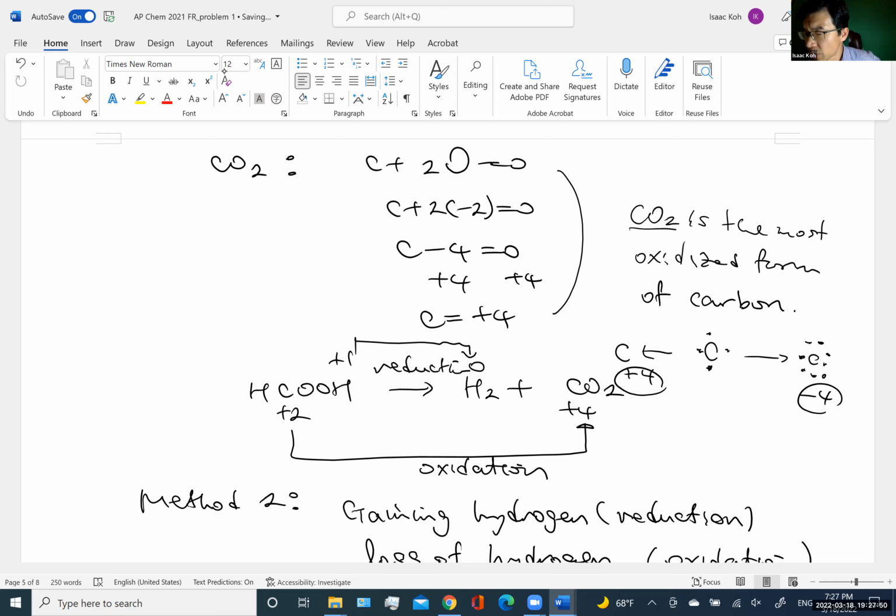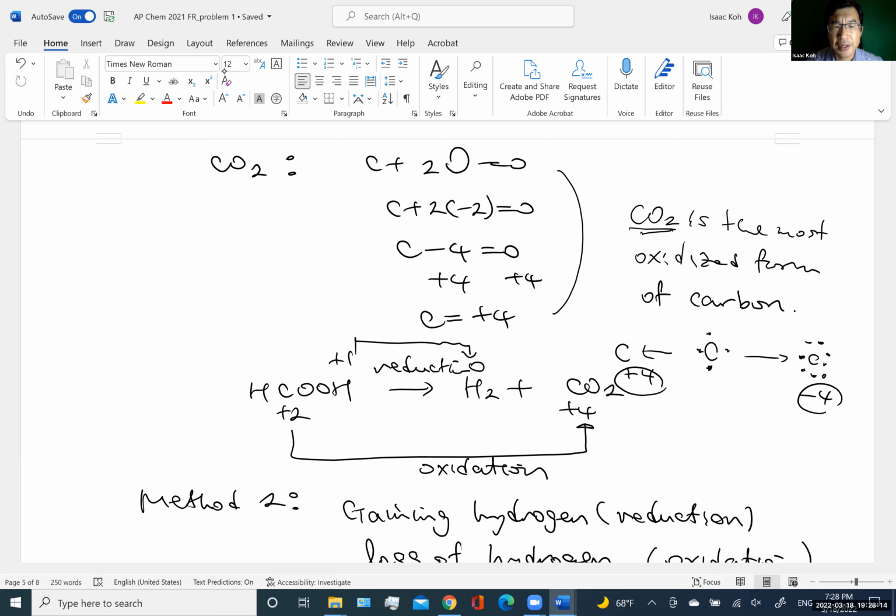Okay, so when we see many bioreactions, many combustion reactions, it is producing carbon dioxide, the most oxidized form, and the reduction potential of carbon is released as heat. So that's why all the combustion reactions are highly exothermic reactions. Okay, now we are ready to look at the change in oxidation number for this reaction.